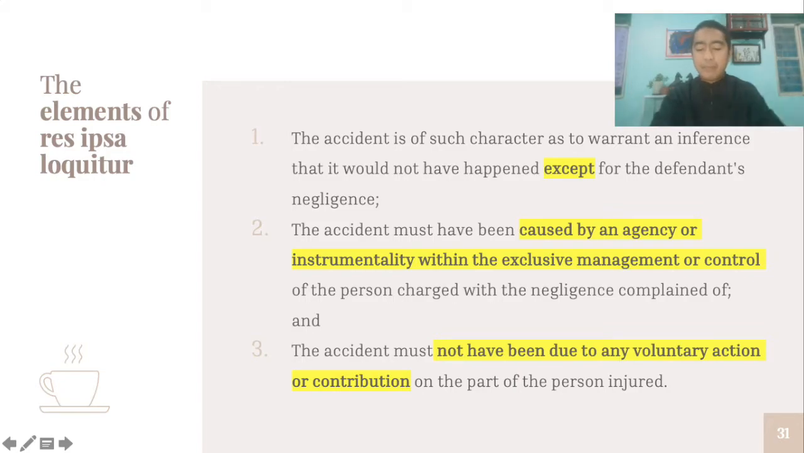Number 1, the accident is of such character as to warrant an inference that it would not have happened except for the defendant's negligence. Number 2, the accident must have been caused by an agency or instrumentality within the exclusive management or control of the person charged with the negligence complained of. And number 3, the accident must not have been due to any voluntary action or contribution on the part of the person injured. Here are some recent jurisprudence that we can discuss.